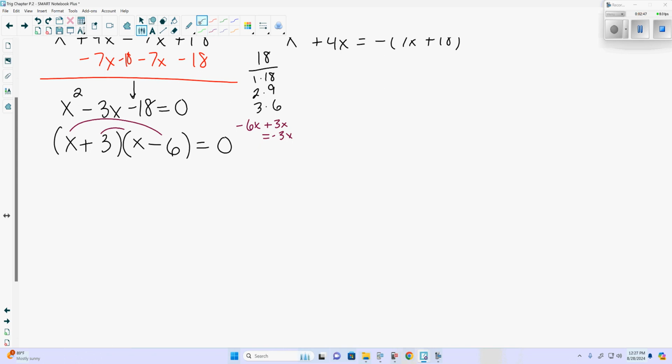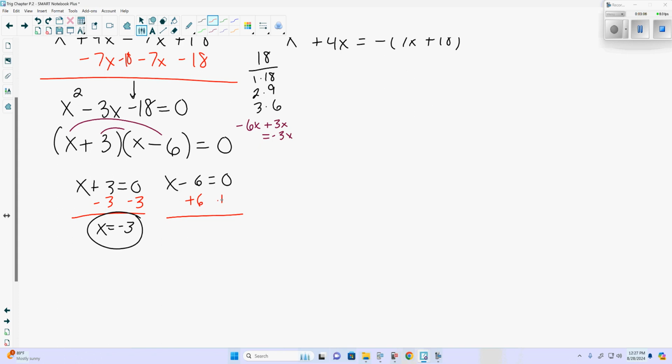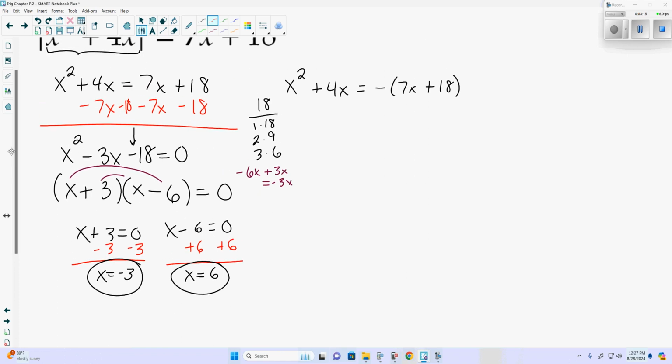Now we do have two things multiplied together to equal 0, yes? So either x plus 3 is 0 or x minus 6 is 0. Solve. So two of our solutions are negative 3 and 6.